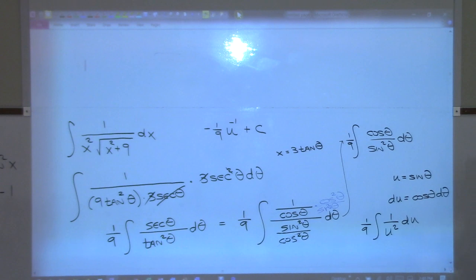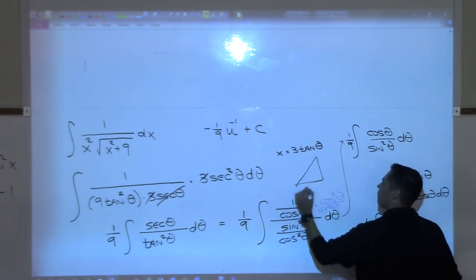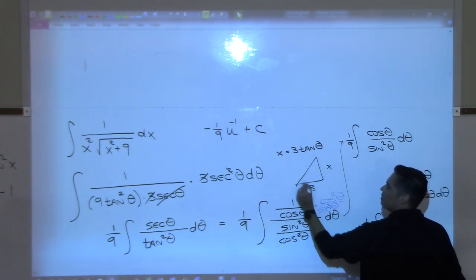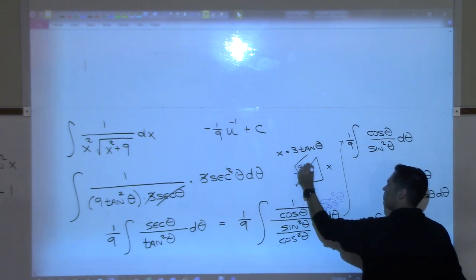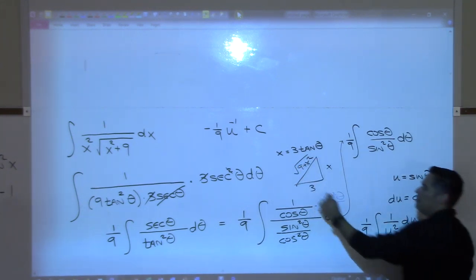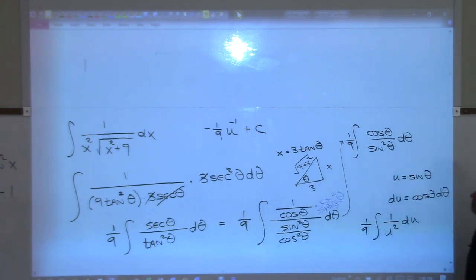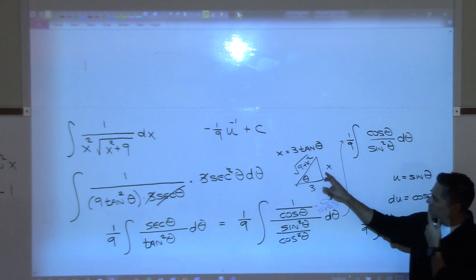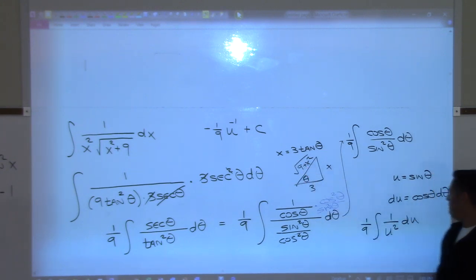x over 3. We use our reference triangle. And we know that tangent is adjacent over opposite. Right there. So now you can tell me just by this what sine theta is. Sine is opposite over hypotenuse, so it would be x over the square root of 9 plus x squared.